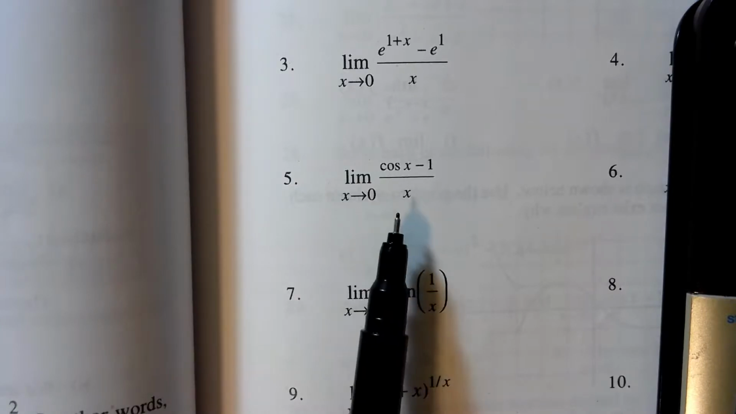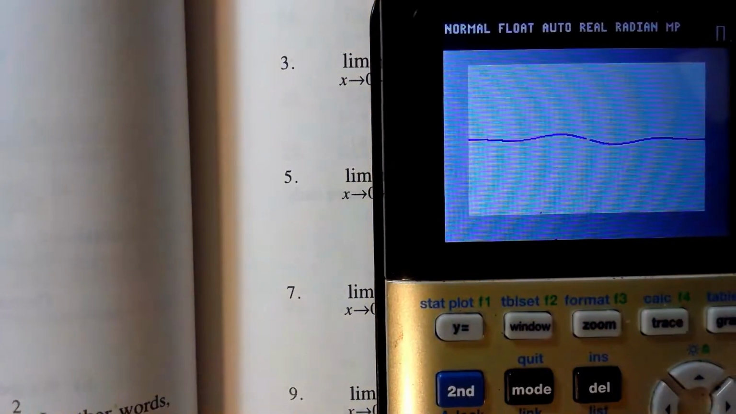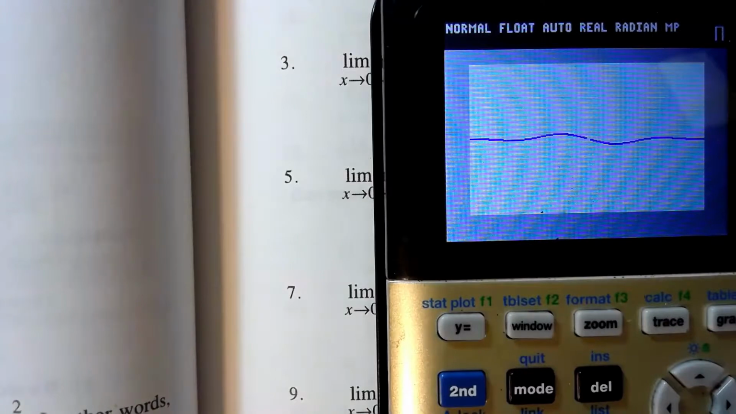And I know if I plug the 0 in, I'm going to have 0 over 0. I've got this problem with division by 0. I can always go to my graph, and whether there's a hole there or not, I can find the height of the function.